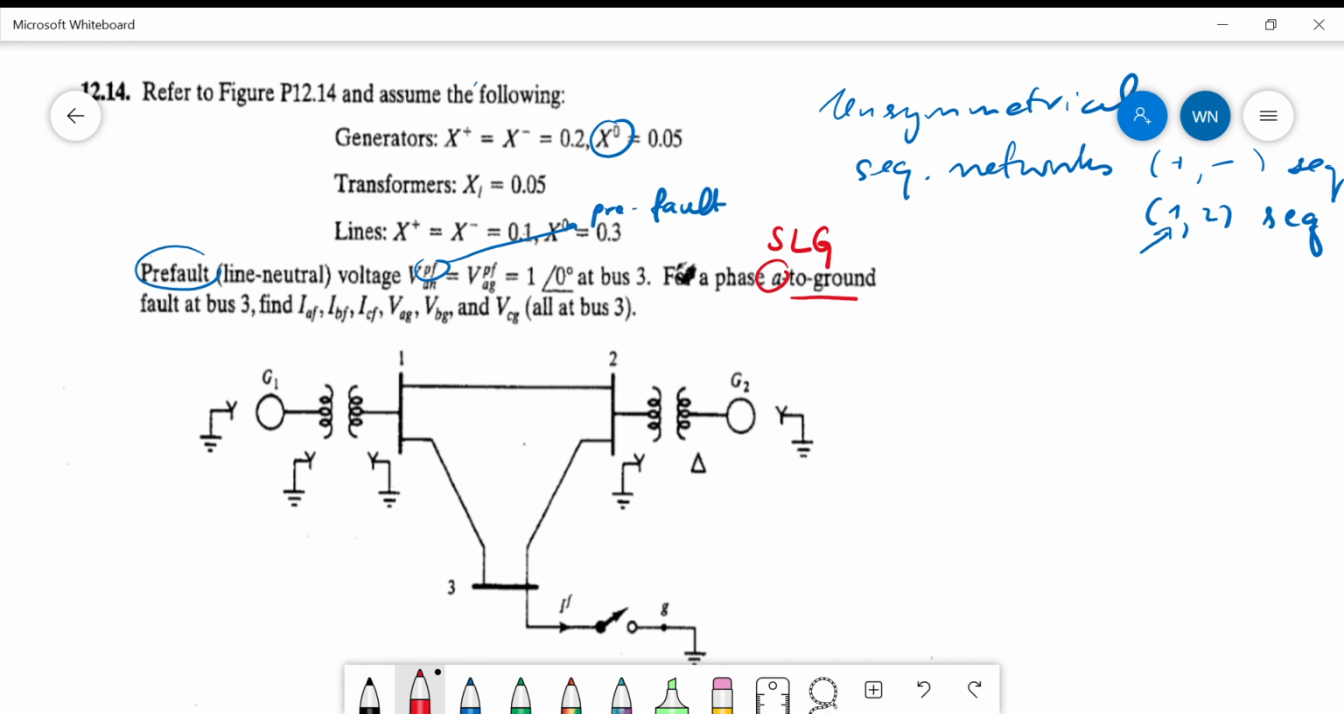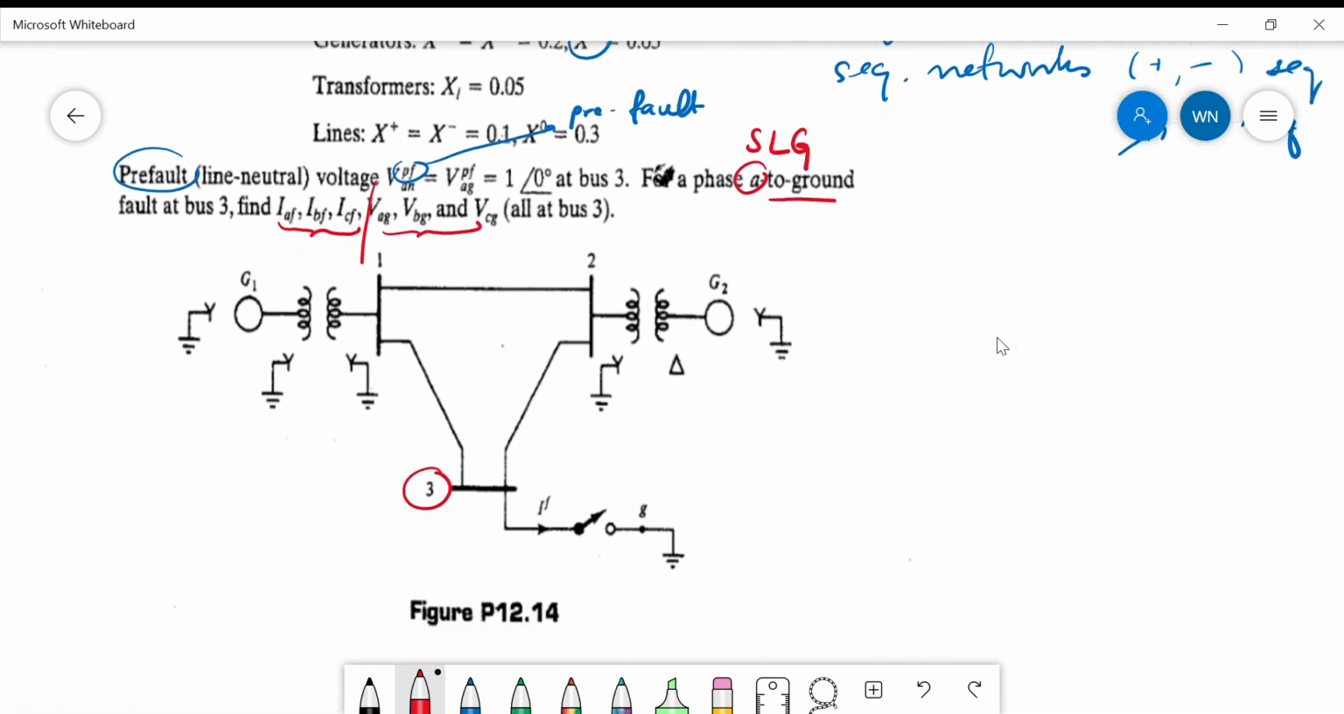The problem asks you to determine IAF, IBF, ICF, the currents during the fault for phases A, B, C, and the voltages during the fault: VA with respect to ground, VB with respect to ground, and VC with respect to ground at bus 3. You can see from the diagram that the fault happens at bus 3, but only at phase A. So this is single line to ground, SLG.